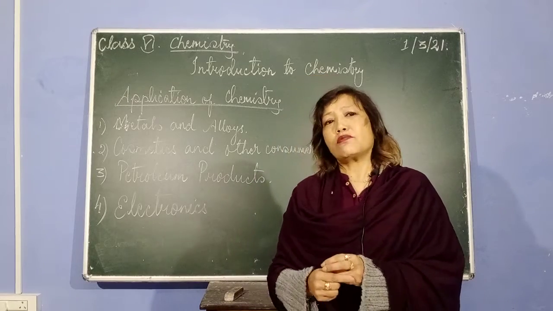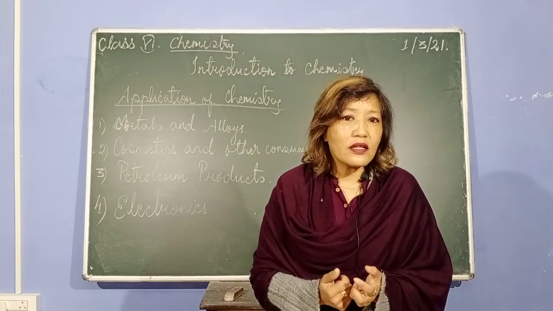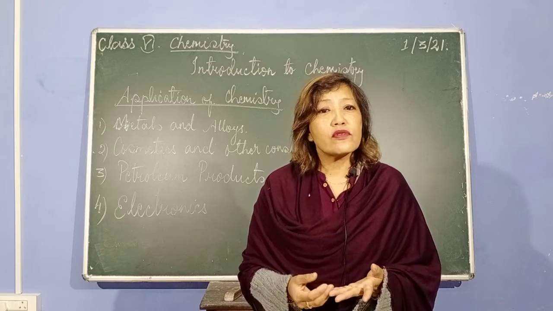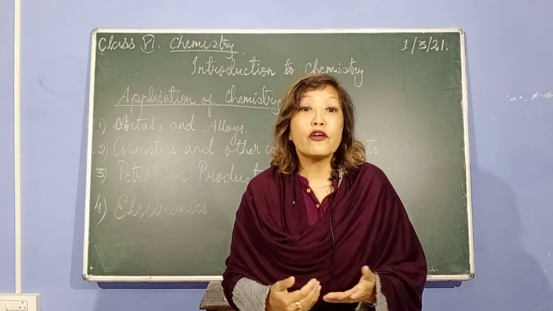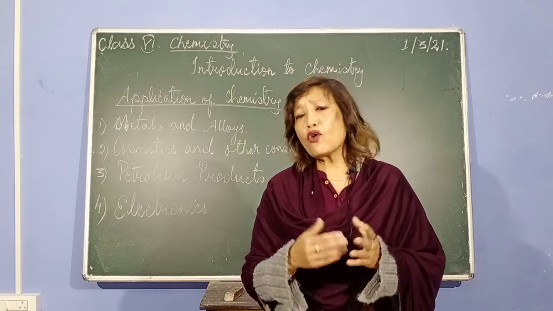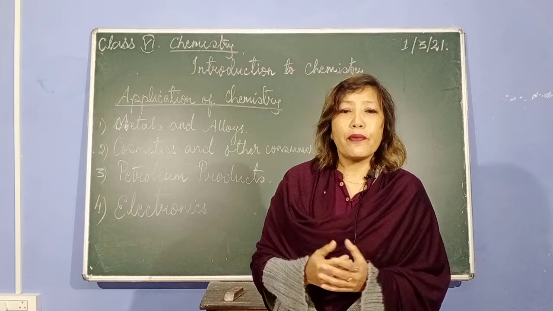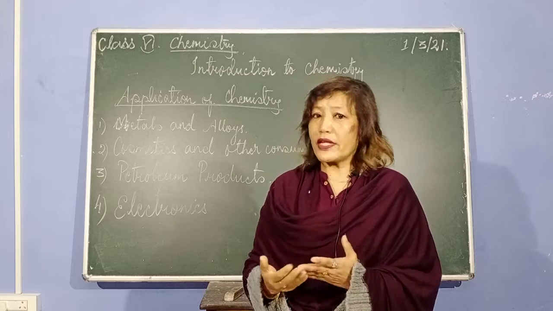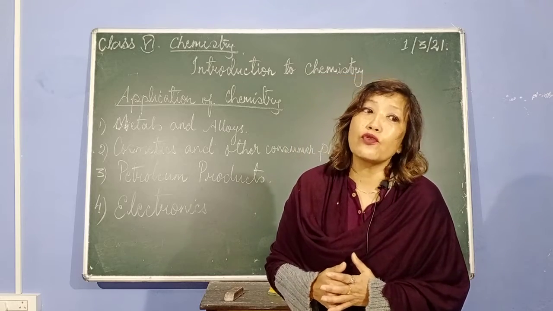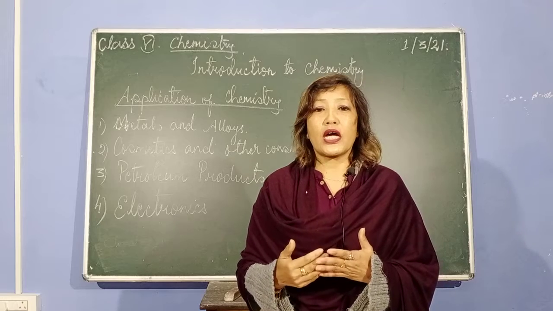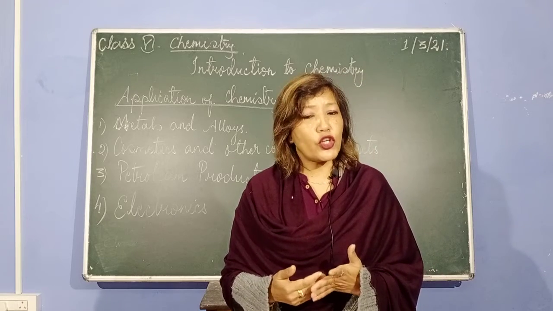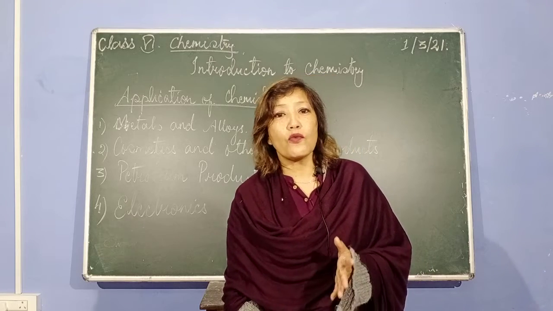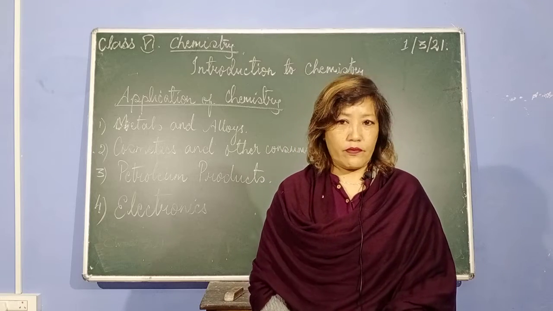Right? So some of the cosmetics that we use are lipsticks, eyeshadow, then hair styling gel, then creams, lotions, talcum powder, perfumes, etc. All these cosmetics are prepared by various chemical processes. Okay? Then besides cosmetics, there are other useful products which we use in our everyday life, like soap, detergents, ink, plastic, glass. All these products are also made by the application of chemistry.